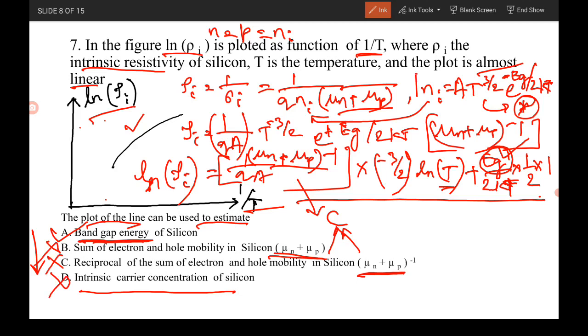It will determine the band gap energy, that is Eg. So you got to remember the intrinsic concentration formula in order to solve this question. Okay, so don't confuse with mu n plus mu p, as it is directly visible in this formula, because mu n plus mu p is a constant, it is not a variable. So mu n plus mu p will not be our answer. Our answer will be the band gap energy.